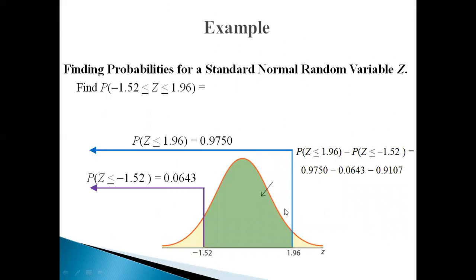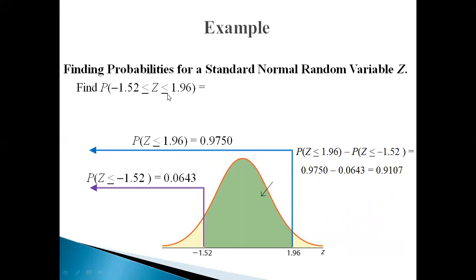All right, so now what if we want to find the probability between two numbers? Let's say we want z greater than or equal to negative 1.52, but less than or equal to 1.96. Again, I'm going to draw a figure here. Negative 1.52 is going to be here on the left. 1.96 is here on the right, and this is so I can draw something and understand what is happening.